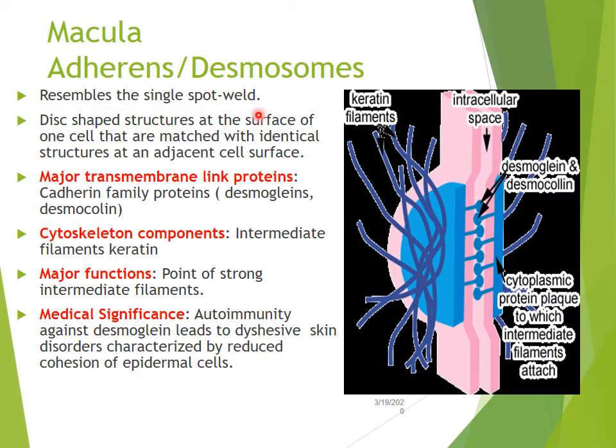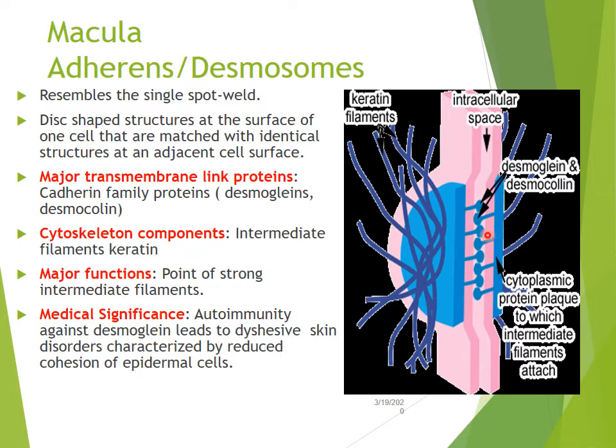Now, the macula adherens or the desmosome is a type of the adherens junctions. Macula is a Latin word, it means the spot. So it resembles a single spot weld. In this type of junction, a disc-shaped structure at the surface of one cell is matched with an identical disc-shaped structure on the cell surface of the other cell. So you can see here these desmosomes bind with the other disc-like structure on the other cell.